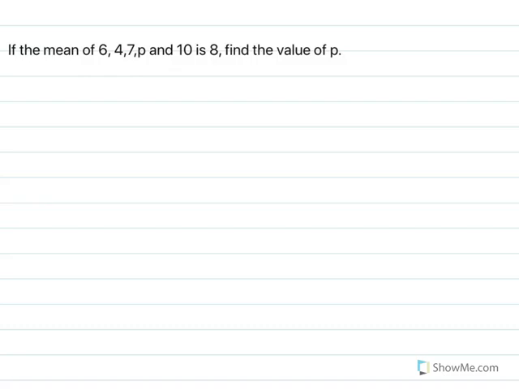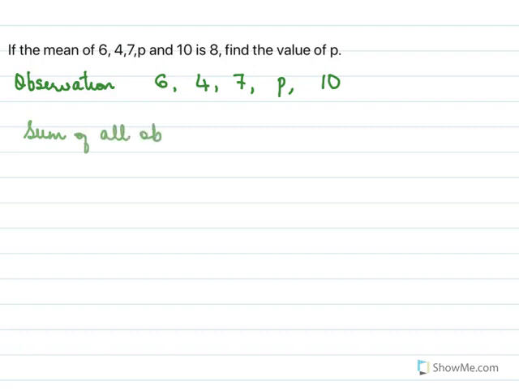If the mean of 6, 4, 7, P and 10 is 8, find the value of P. So my observations here are 6, 4, 7, P and 10. The first step, I do the sum of the observations. The sum of the observations will be 6 plus 4 plus 7 plus P plus 10, and when you add them, you will get 27 plus P.